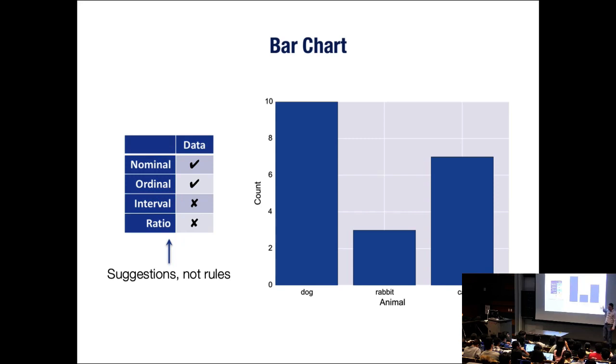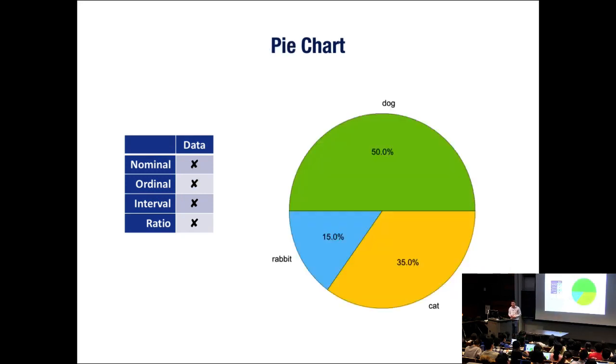So in general, the suggestion I would make about charts like this is: don't include information that is not consistent with the data type you're actually showing. Okay, the next type of chart I'm going to mention is a pie chart, which should never be used for any type of data.